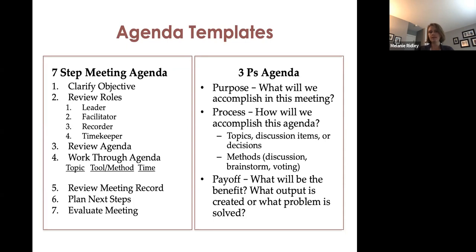On the right-hand side, we have the 3 Ps agenda, and this is taken from the Lean methodology, where you clearly outline on your agenda the purpose for your meeting, the process, meaning how will we go through and accomplish our purpose for the day, the topics, the discussions, the decisions that need to be made, and the methods for getting that done. And then the payoff. What's the benefit at the end of this meeting, and what are we creating, or what problem have we solved? So these are examples of meeting templates.